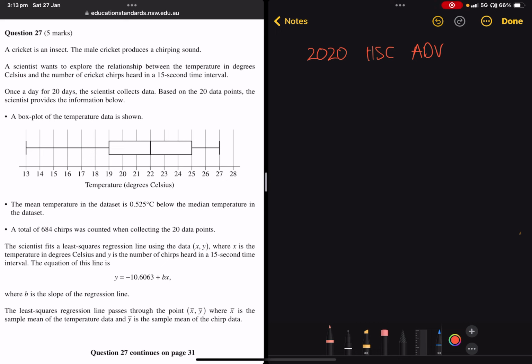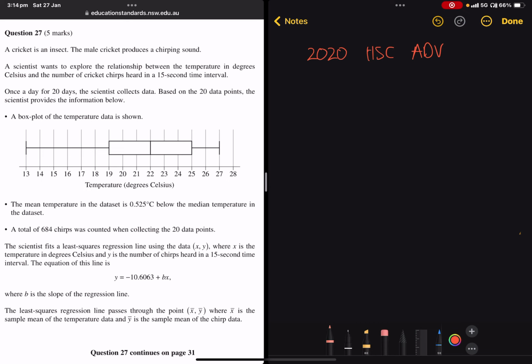A scientist wants to explore the relationship between the temperature in degrees Celsius and the number of cricket chirps heard in a 15-second time interval. We then get a whole bunch of information about a 20-day period. The scientists collected data. We get a box plot of temperature. We're told about the mean temperature, how it varies from the median. We're told about the total number of chirps counted over the total number of days. And then we are given a least squares regression as a function of temperature and the number of chirps.